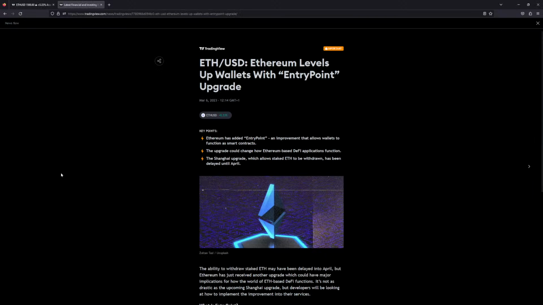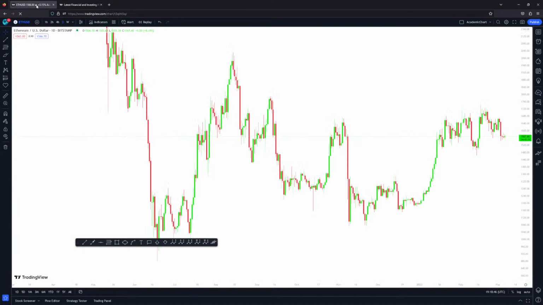Ethereum, which I want to take a very quick look at. It is saying that Ethereum has added an entry point, an improvement that allows wallets to function as smart contracts. So this is providing some new features for this cryptocurrency, and it seems so promising. So I'm going to jump into the chart to take a look at that.